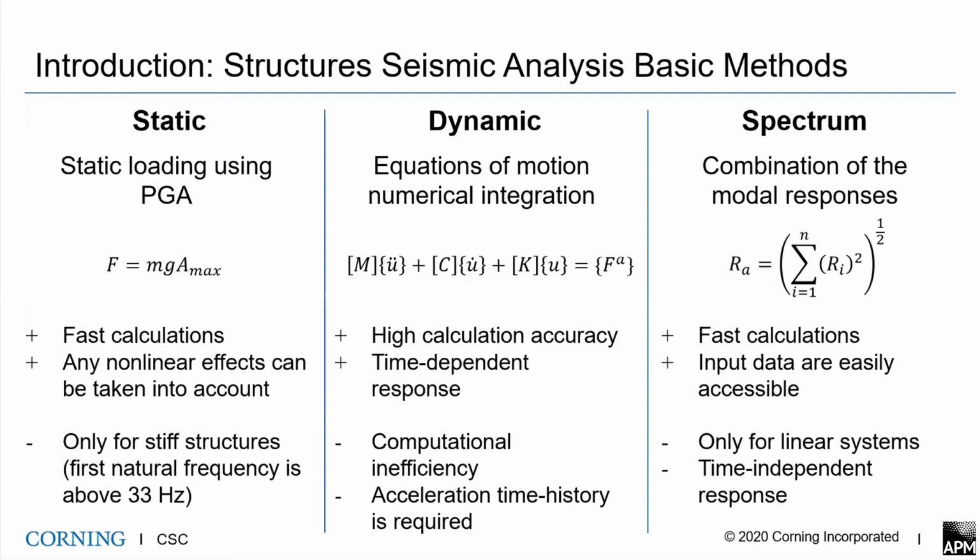The second group of seismic analysis methods is dynamic methods. There are two main types of dynamic transient analysis: modal superposition and the full transient method. This is the most accurate way to calculate the seismic response of structures, because any nonlinearities can be taken into account in the case of the full transient method. And also, as a result, we obtain a time-dependent response.